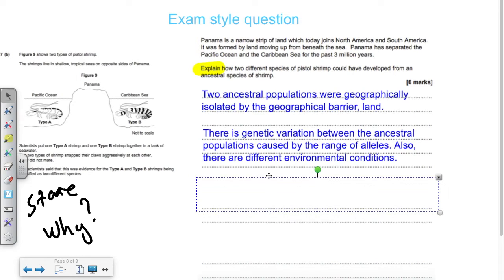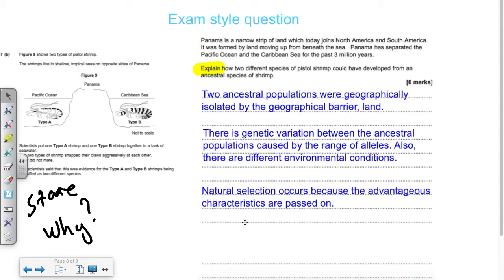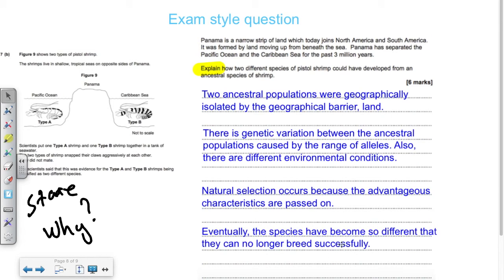Now let's move on to the next bit, and we talk about natural selection. Natural selection occurs because the advantageous characteristics are passed on. Again, we stated and we said why. And then finally we talk about speciation. Eventually the species have become so different that they can no longer breed successfully. Again, we stated and explained why. So let's mark this.